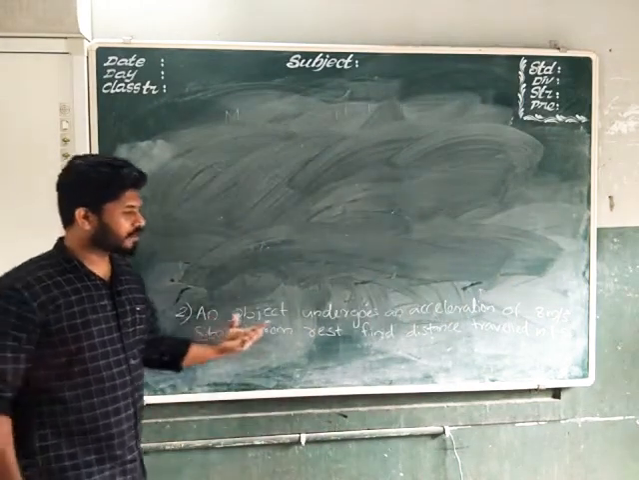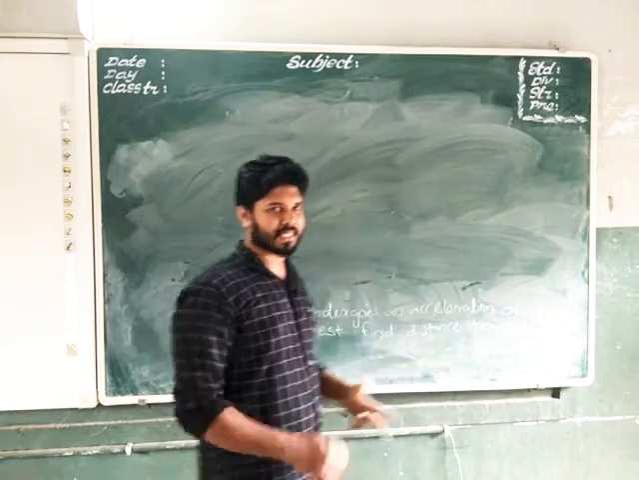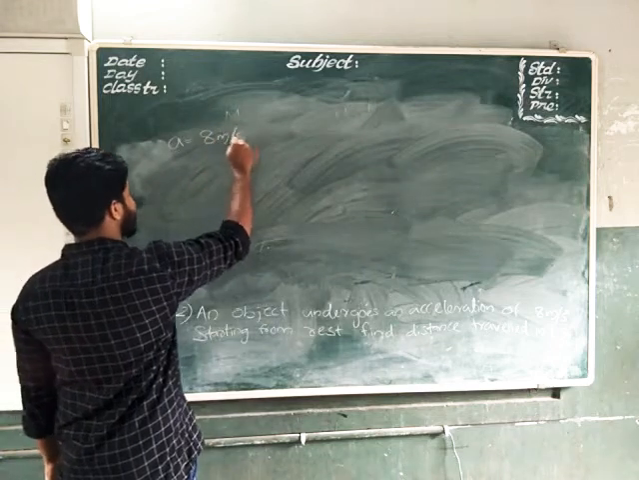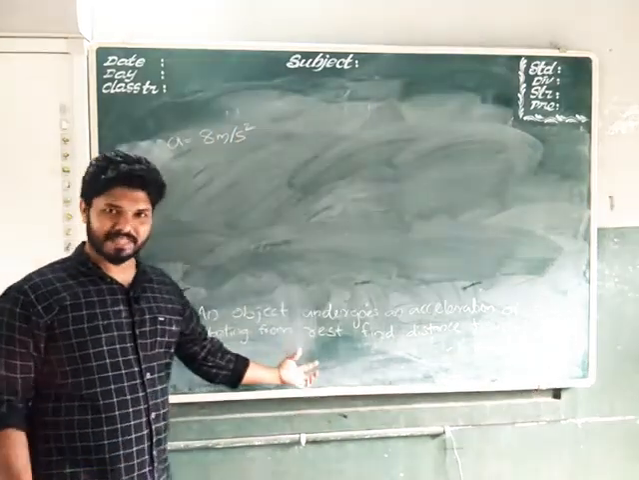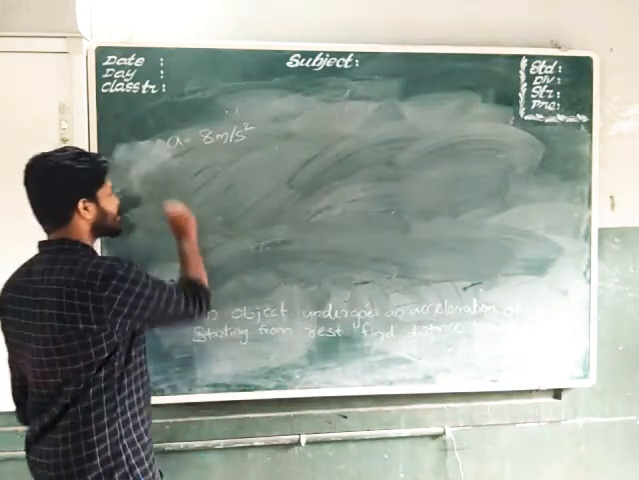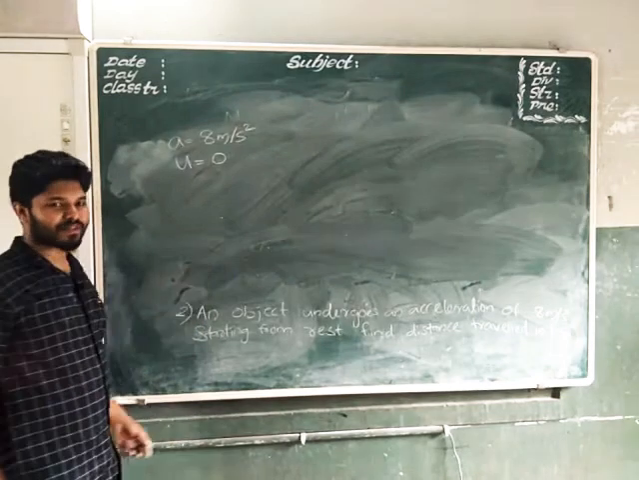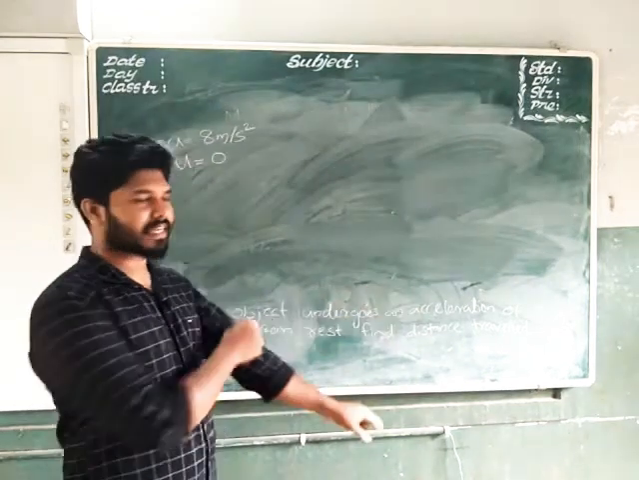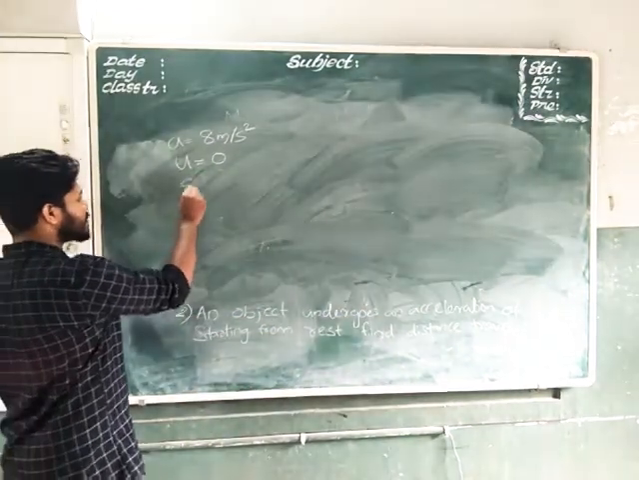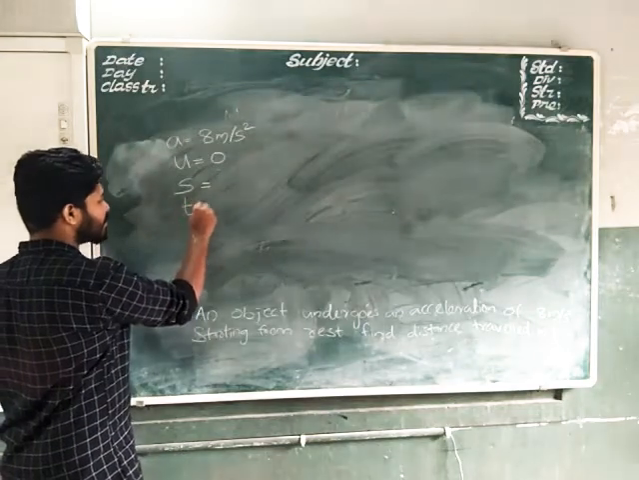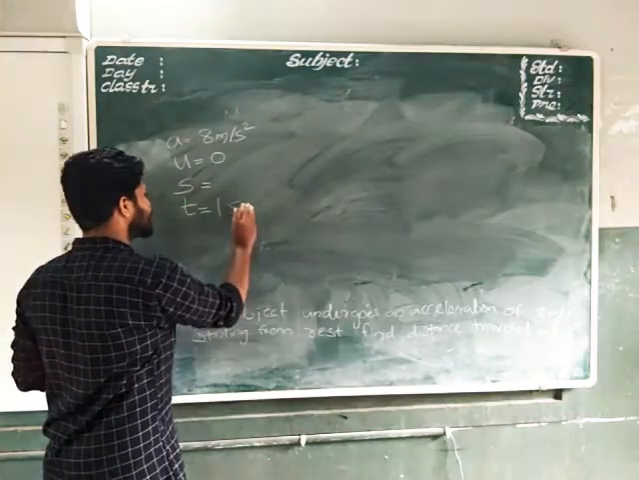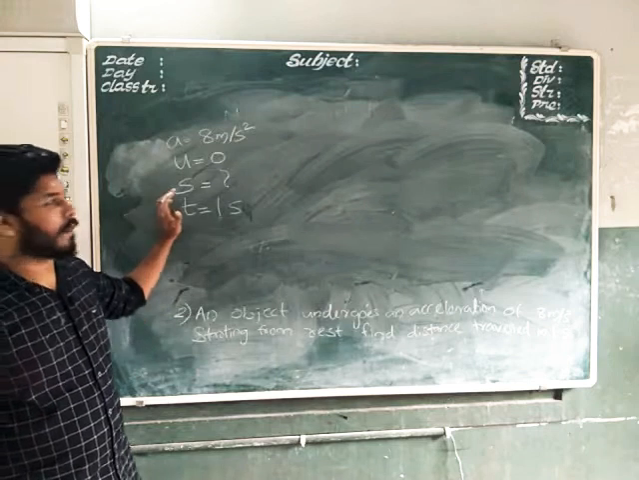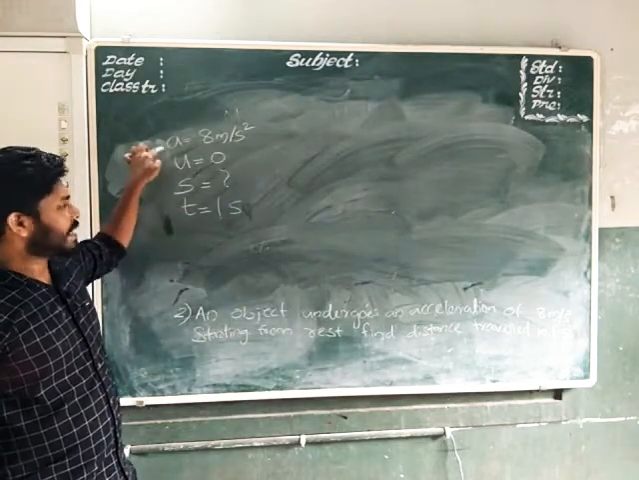An object undergoes an acceleration of 8 meter per second square. So what is given there? a is equal to 8 meter per second square. Starting from rest, so u is equal to 0. Find distance travelled in 1 second. We have to find the distance travelled in 1 second. t equal to 1 second, distance unknown. Which equation can we use? u t a s.